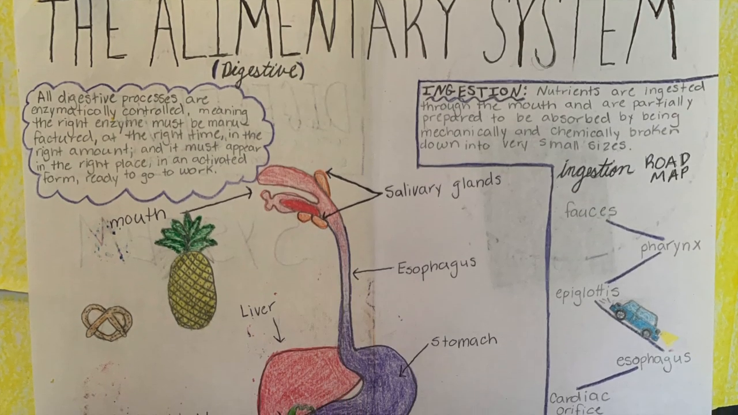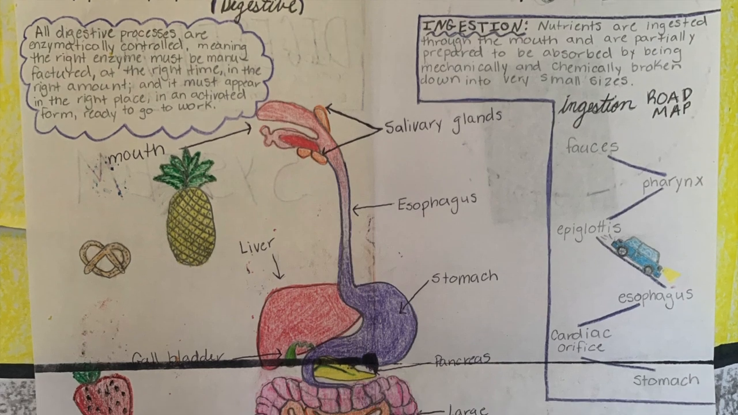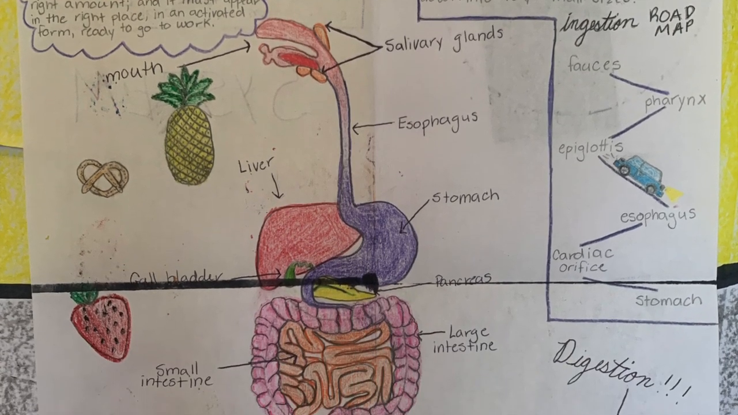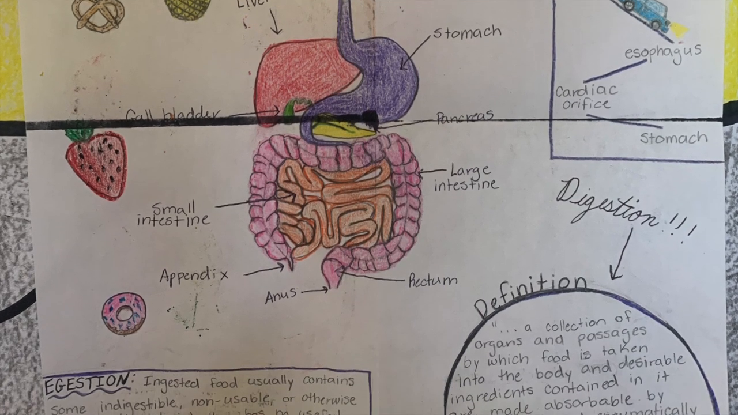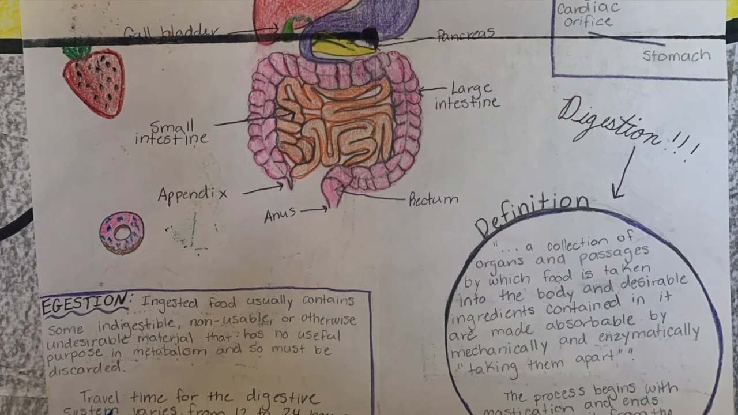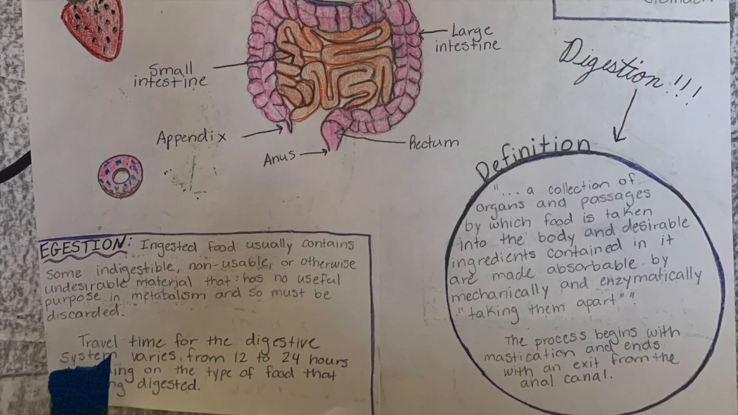Finally, we have the alimentary system, more commonly known as the digestive system. Here, we discuss ingestion and egestion, we have a definition, and we also have a labeled diagram of the important parts of the digestive system.